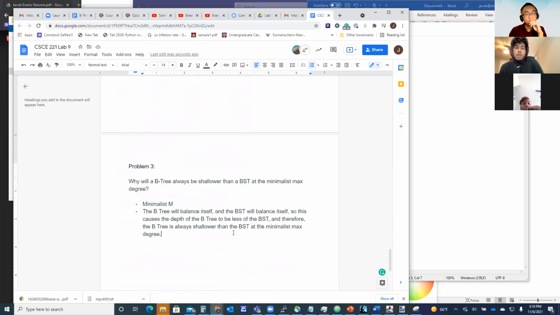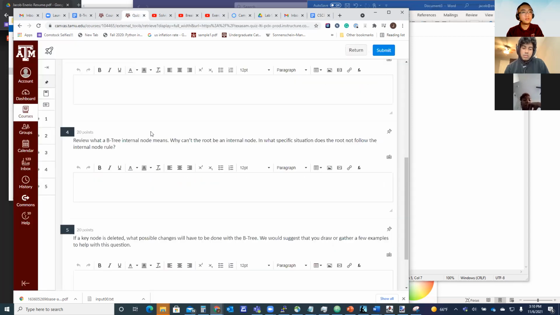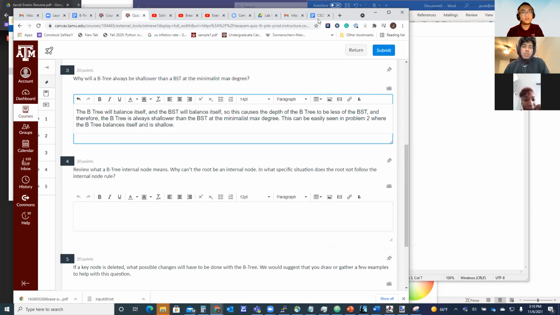And then for example, this can be easily seen in problem 2. Question 3? Or is it 2? It was 2. My bad. You were right. 2, where the B tree balances itself and is shallower. And then I think they get the point. So I'll just put this in the quiz. And so question 4.